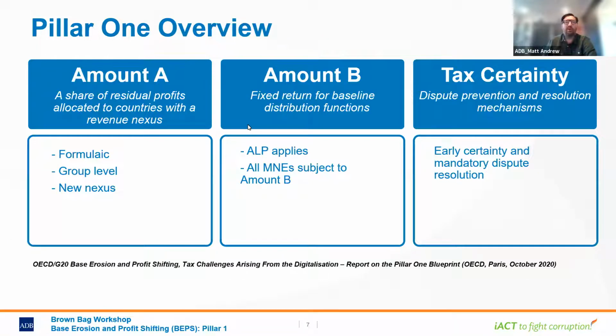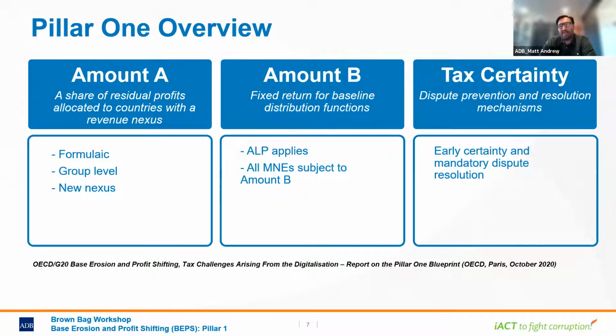Really, we have three components of the Pillar 1. We have this new Amount A on the left-hand side, and Amount A is where a market jurisdiction may be eligible for an Amount A net income from a multinational through a new nexus test that is being developed. An example could be a digital company that has no current physical presence or a permanent establishment under Article 5 of the treaties in a country, and is therefore not taxed in that jurisdiction under the current income allocation rules.